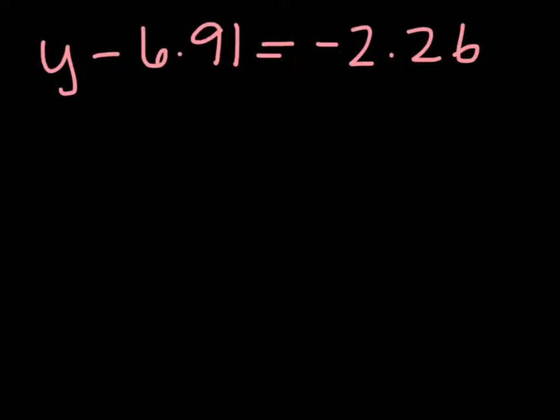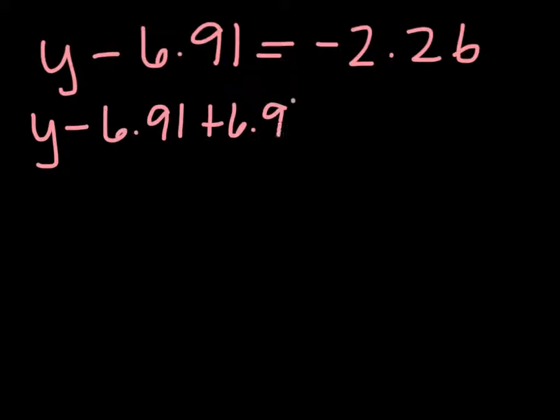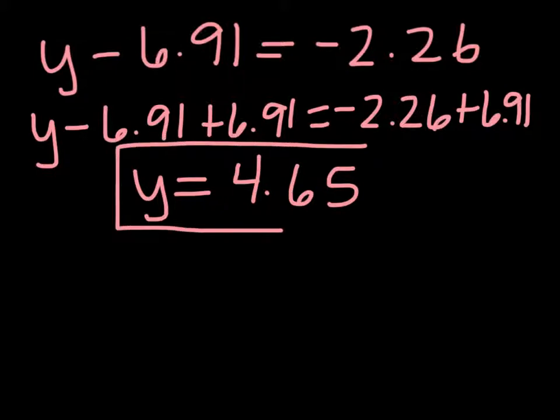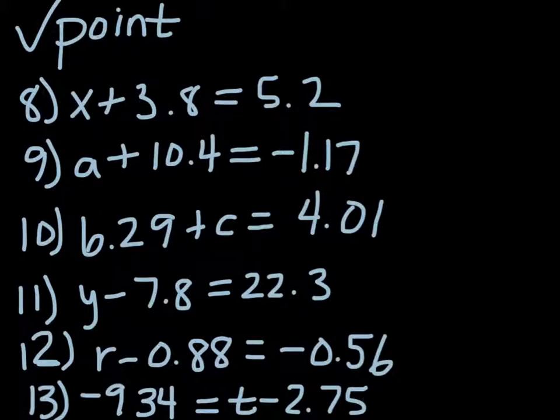This problem asks us to use the addition property. Y minus 6 and 91 hundredths equals negative 2 and 26 hundredths. To isolate the y, we'll need to add 6.91 to each side. Once we simplify, y will equal 4.65. See, you solve these exactly as you would with integers. You just happen to be using decimals instead. Try solving these 6 equations on your own. Record your answer in your homework notebook.